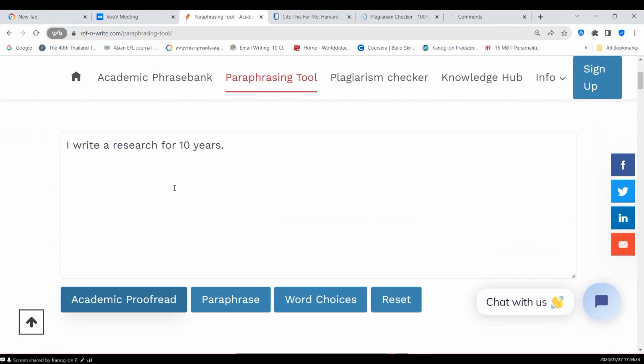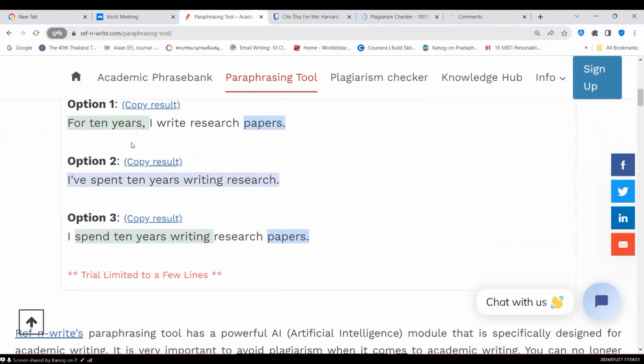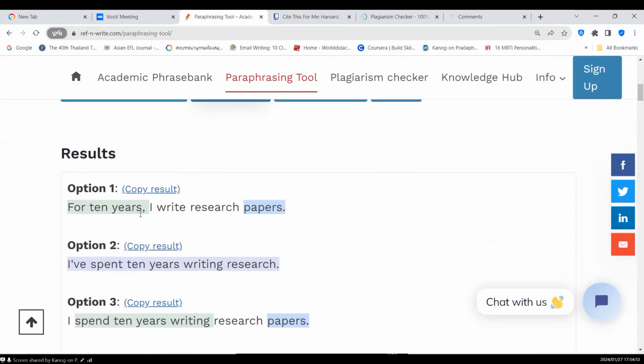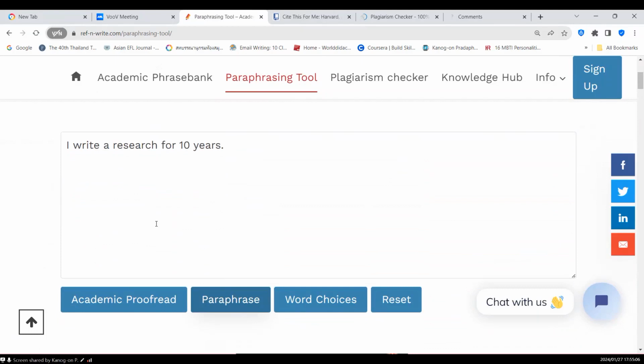Just take the sentence or the paragraph of your research paper and drop it here, and you check. Or you might use the word paraphrase. Paraphrase here might provide you the options, and there are a lot of options here. So, for 10 years I write research papers, or I spent 10 years writing research. So this is what happened with paraphrase. It has the same meaning, but it is another way to describe it.